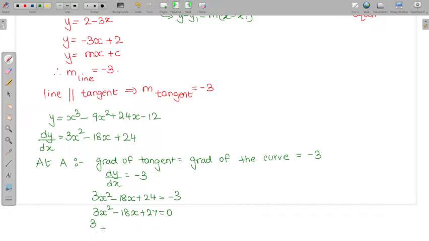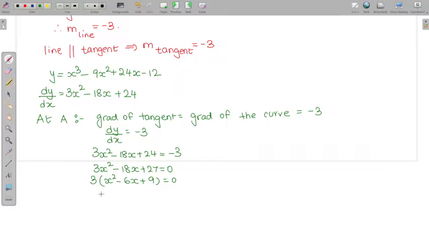So I can take 3 common. So this will be x square minus 6x plus 9 equal to 0. We can now solve for x by using the middle term. If you want to use the quadratic formula method, you can do that also. You will get the same answer. But I think the middle term method is faster.